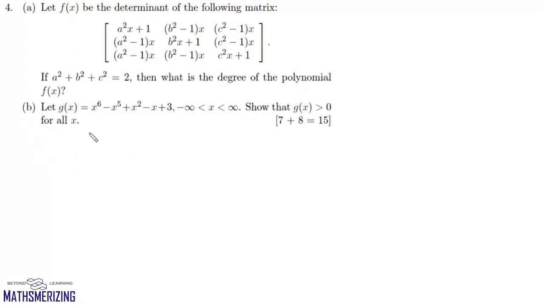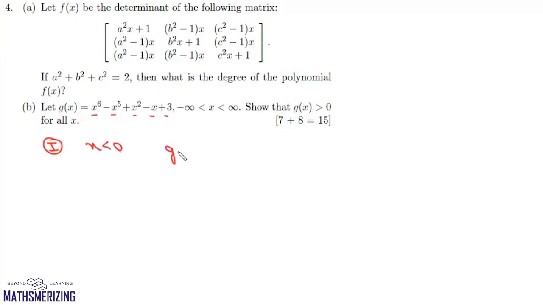Now question number 4, part B is, let g(x) equals x to the power 6 minus x to the power 5 plus x square minus x plus 3. For all x belongs to R, we need to show that g(x) is greater than 0 for all x. Now we'll take the first case when x is less than 0.